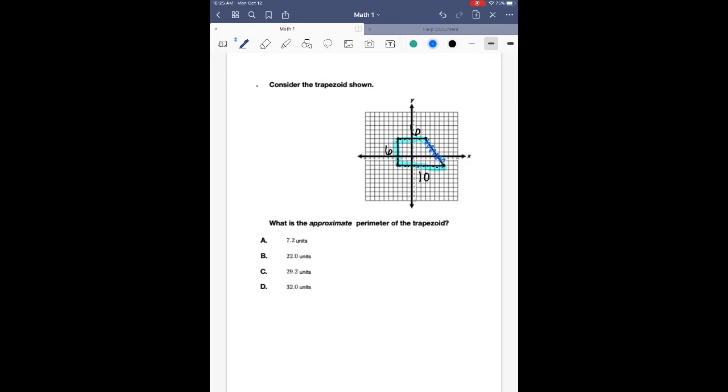What we don't have is this distance. So we're going to need to find that using the Pythagorean theorem since it's diagonal. So we're going to do 1, 2, 3, 4. So we have 4, and 1, 2, 3, 4, 5, 6. So Pythagorean theorem is going to be 4 squared plus 6 squared equals c squared. So we have 16 plus 36 equals c squared. And we would take the square root of that.